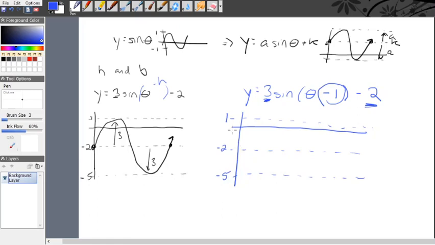But instead of starting here, I'm going to just shove the whole thing to the right by 1. Now, every point on this original graph, here, here, here, here, and here, gets shoved right by 1. So wherever I was here, I go to the right by 1. I don't have a scale on this, so this doesn't really help us.